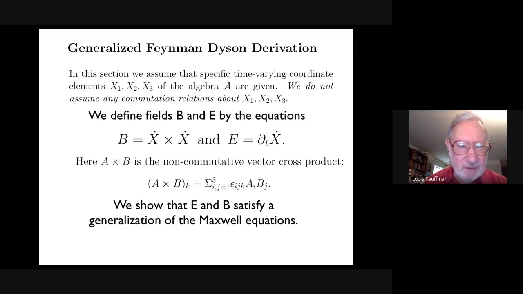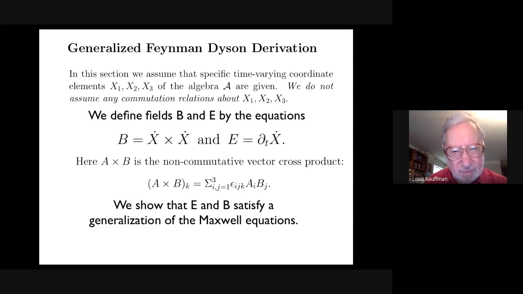Now let's think about what that means. A cross B in the kth direction for a cross product has a formula, epsilon ijk, a_i, b_j. Where epsilon ijk is 1 if ijk is a permutation of 3 things with sign 1, minus 1 if it's a permutation of sign minus 1, and 0 if any 2 of them are equal. That's the definition of the cross product. And you just generalize it to a non-commutative cross product by saying I will understand that the A's don't necessarily commute with the B's, and the index things don't necessarily commute with themselves, even if you have different indices.